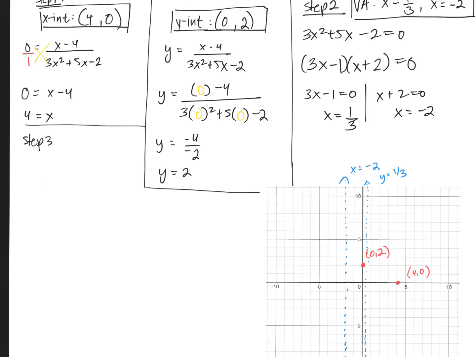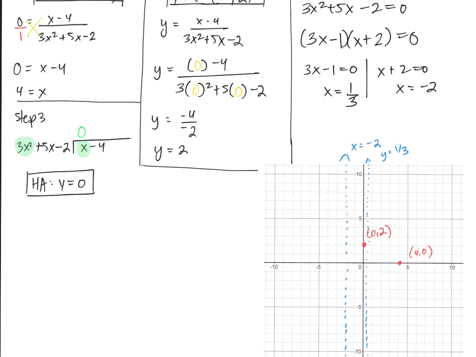So we have the 3x squared plus 5x, which is going to be dividing into the x minus 4. The question is, how many times can 3x squared go into x? The answer is no times, which would be 0. Well, that was pretty simple. So my horizontal asymptote, notice I use HA, is going to be y equals 0. And once again, notice the y equals. We're going to use y equals 0, and that is our horizontal asymptote.